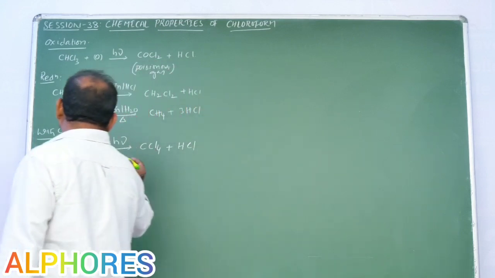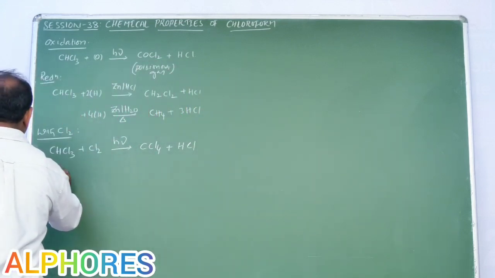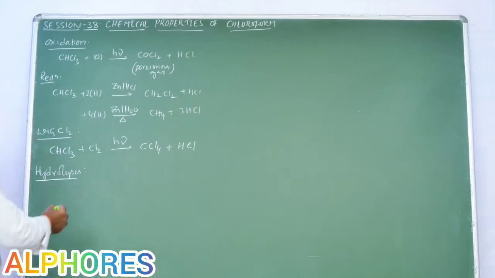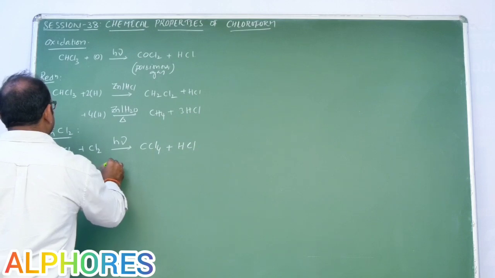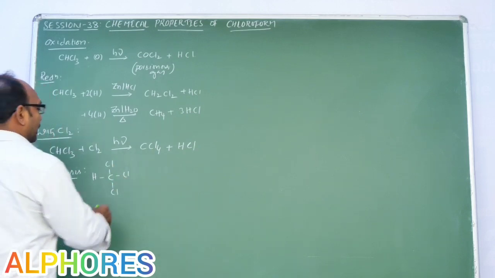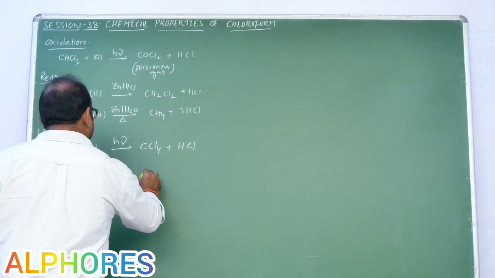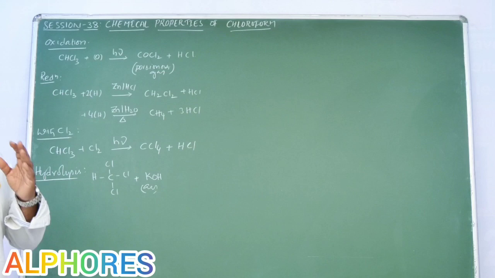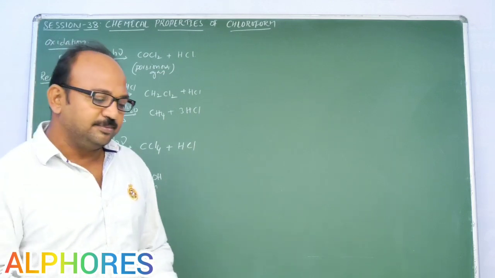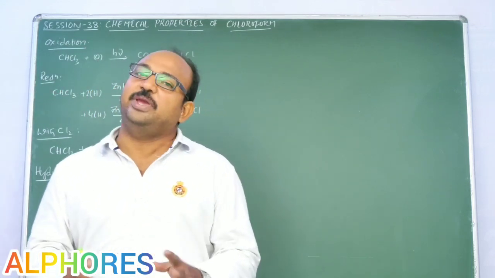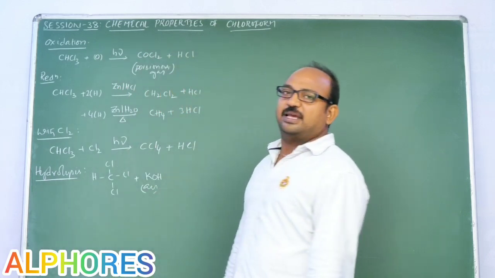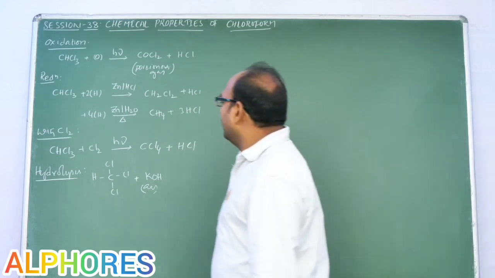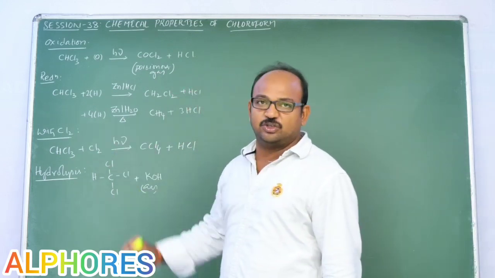Next one, hydrolysis. Here, chloroform, HCCl3, upon hydrolysis in the presence of base, that means we use aqueous KOH. This is what we call base hydrolysis. During hydrolysis, a nucleophilic substitution reaction takes place. Cl will be displaced by OH minus.